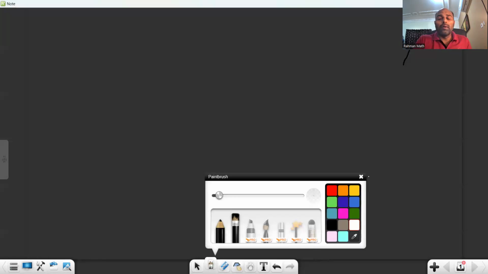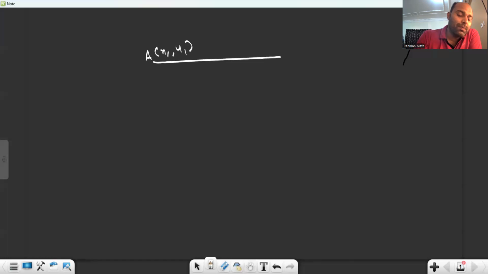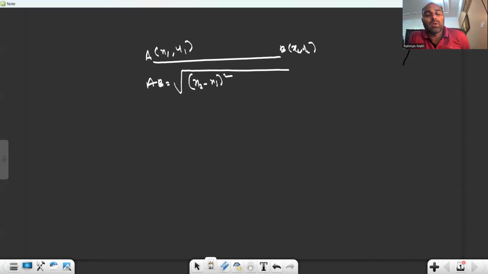Coordinate geometry, distance formula related. Do you know what the distance formula is? There is a coordinate A (x1, y1) and B (x2, y2). The distance from A to B is the root of (x2 minus x1) whole square, or you can write x1 minus x2 also. Both are the same because we are squaring. Plus (y2 minus y1) whole square. This is the distance formula.